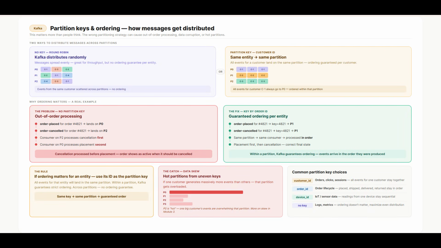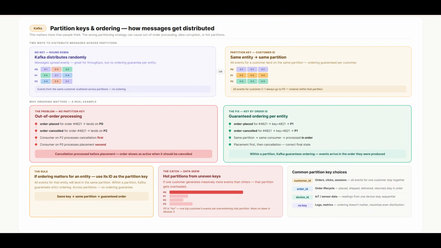When a producer sends a message to Kafka, it can either let Kafka distribute it randomly across partitions, round robin style, or it can specify a partition key. If you key your order events by customer ID, then all events for the same customer always go to the same partition. That guarantees ordering per customer.